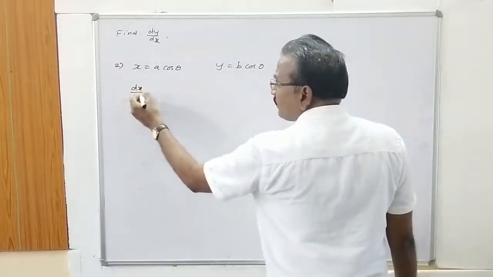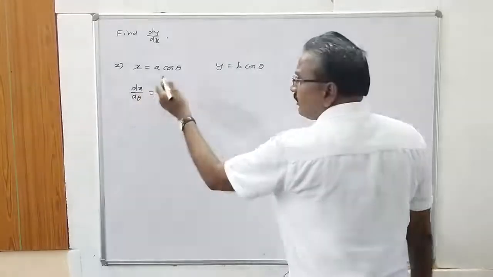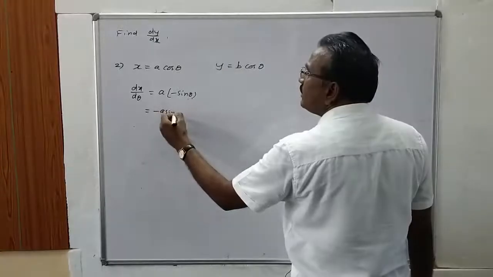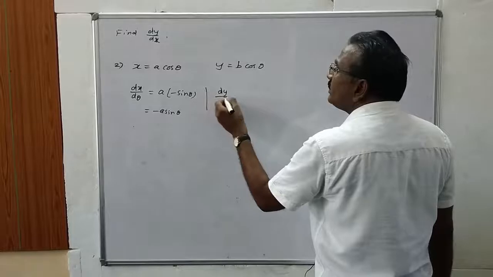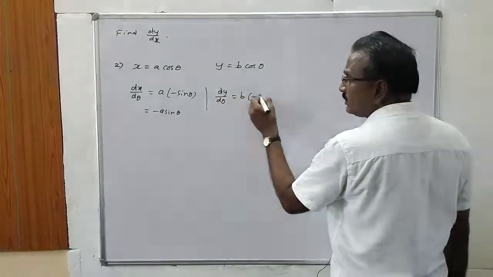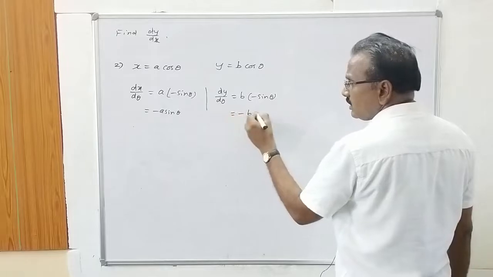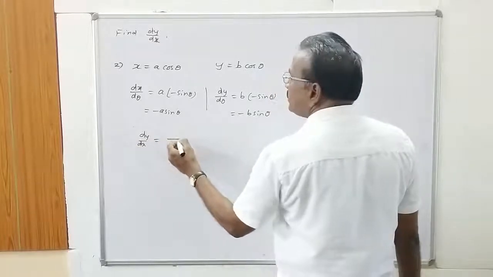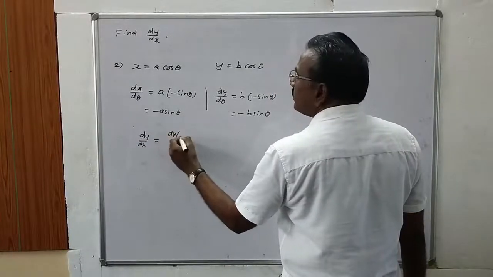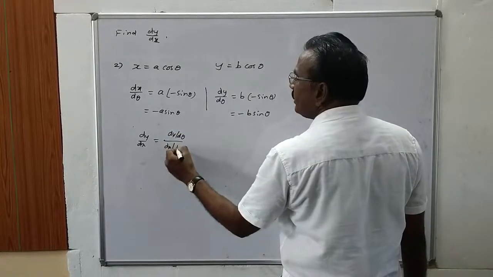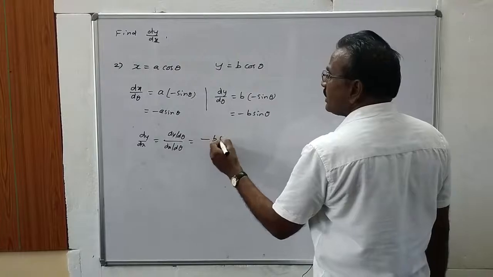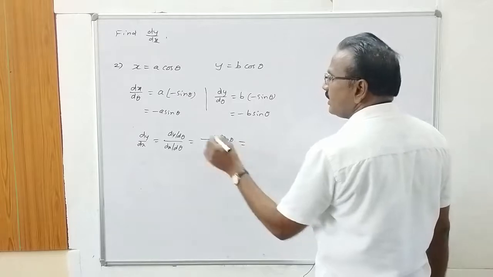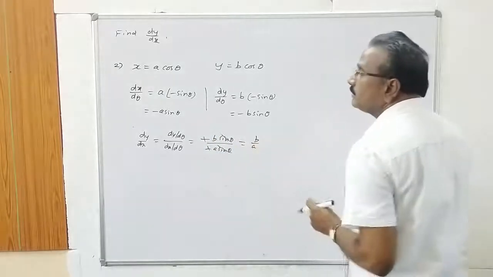Here first find the dx by d theta value. A into derivative of cos theta is equal to minus sin theta, that is minus a sin theta. Next, differentiate y with respect to theta. So b into derivative of cos theta is equal to minus sin theta. So that is minus b sin theta. So therefore dy by dx is dy by d theta divided by dx by d theta. So that is minus b sin theta divided by minus a sin theta. Minus minus cancels. That is b by a. So this is the second question.